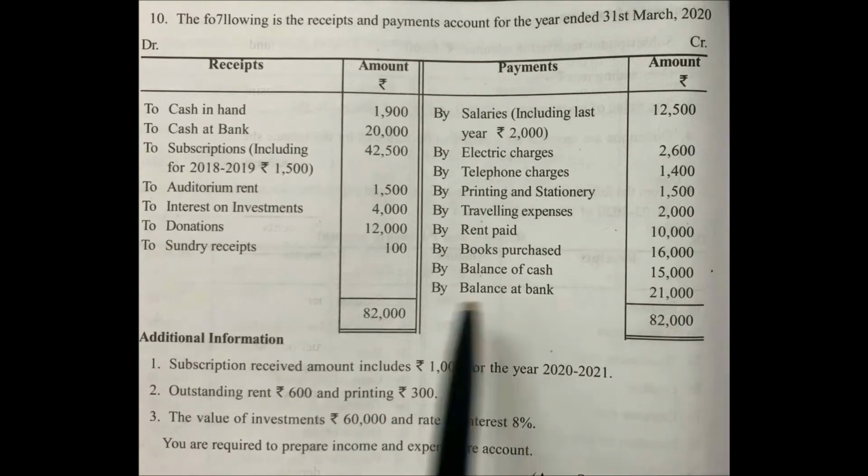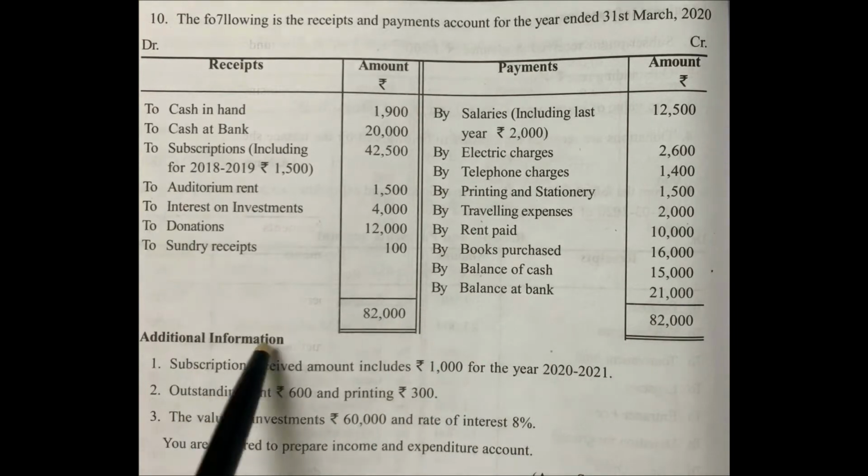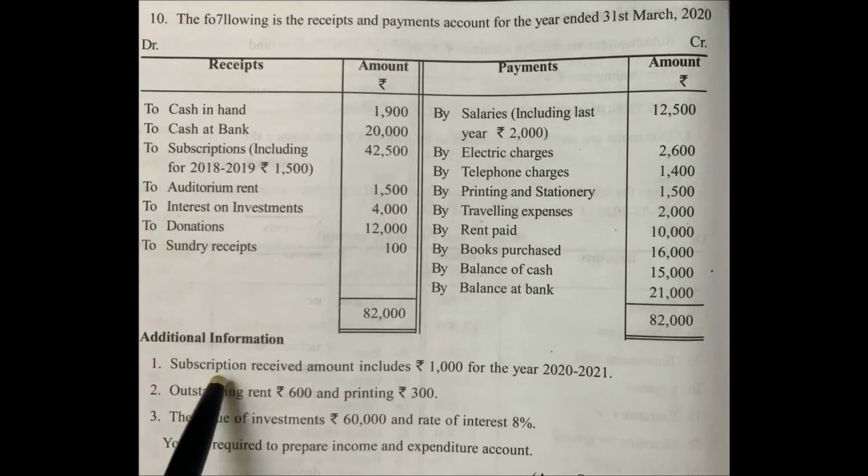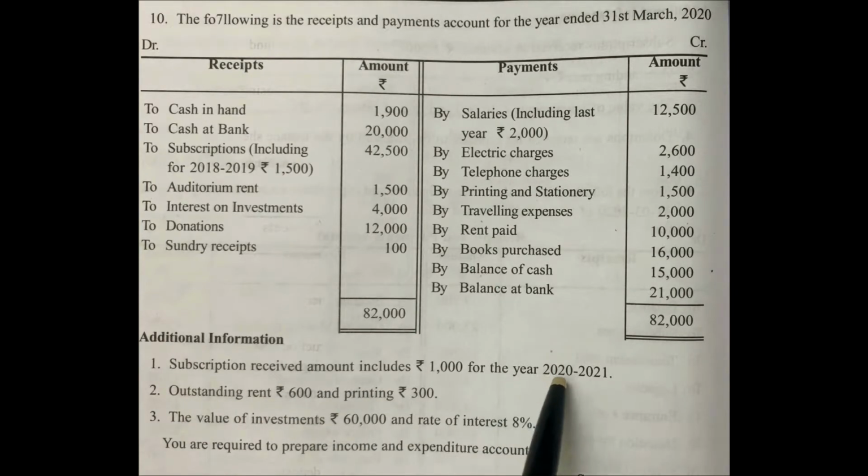Both sides total 82,000 rupees. Additional information. First, the subscriptions received amount includes 1000 rupees for the year 2020-21. Second, outstanding rent is 6,000 and printing 3,000 rupees. Third, the value of investments is 60,000 rupees and the rate of interest is 8%. You are required to prepare the income and expenditure account.